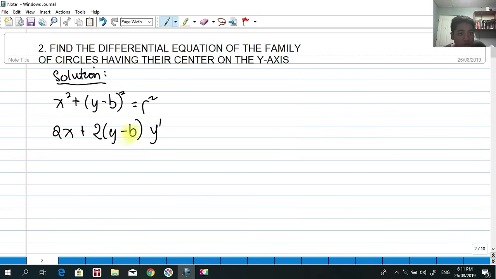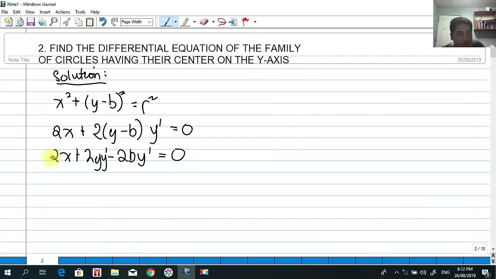And then, of course, we're going to get the derivative of the inside function, and that is y prime. b is a constant, that is equivalent to 0. So we have 2x plus 2y y prime minus 2b y prime is equal to 0. Okay.